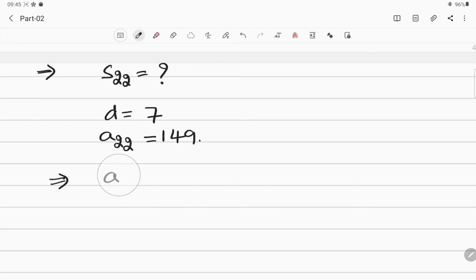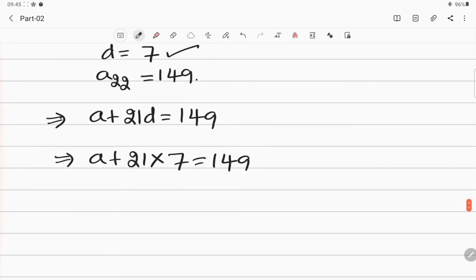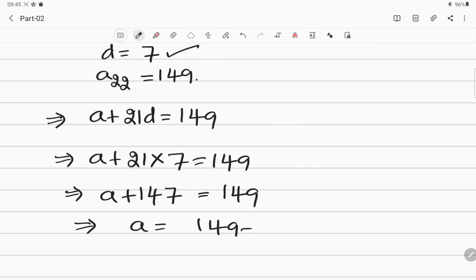So A22 is equal to 149 means, can I write it as a plus 21d is equal to 149? Of course, definitely. So then a plus 21 into d, the d value is 7, so 21 into 7 is equal to 149. Correct? So I am going to have a plus 7 into 1 is 7, 7 into 2 is 14, so 147, that is equal to 149. So the value of a is going to be 149 minus 147, so the value of a is 2.